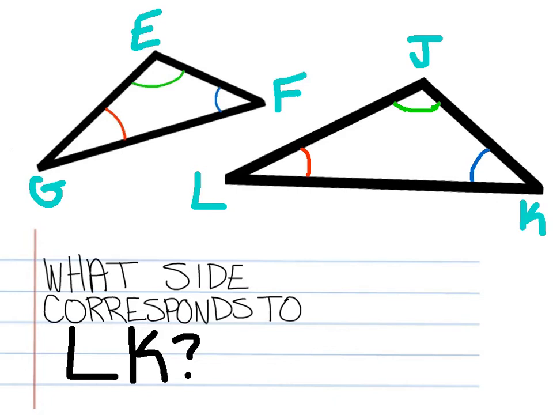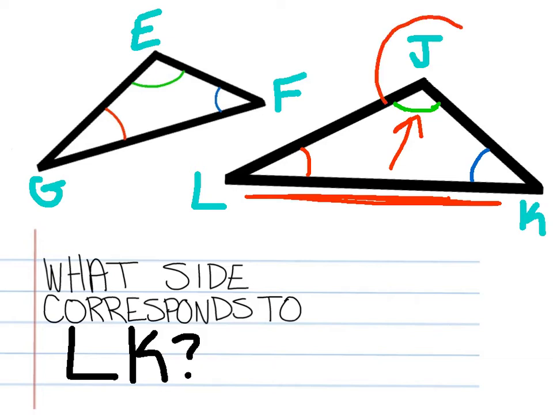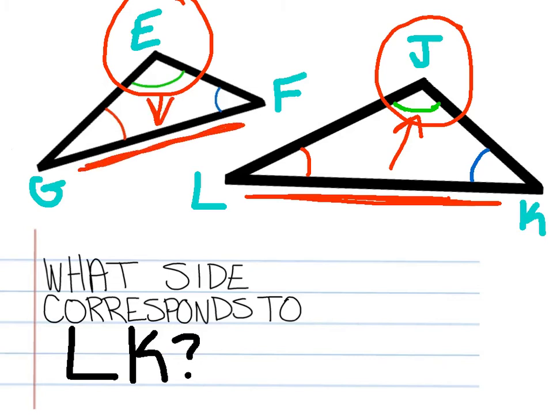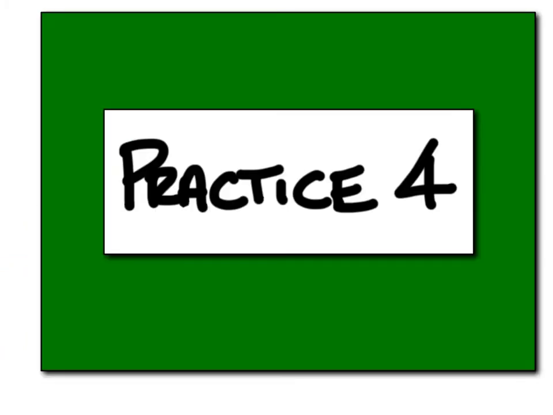Alright, solution for practice problem number 3. We're looking for the side that corresponds to LK. LK is right here. The corresponding angle is J. So we're looking for the angle that is congruent to J, which is angle E. The side that is opposite of angle E is GF. That's our corresponding side to LK. So the answer should have been GF.